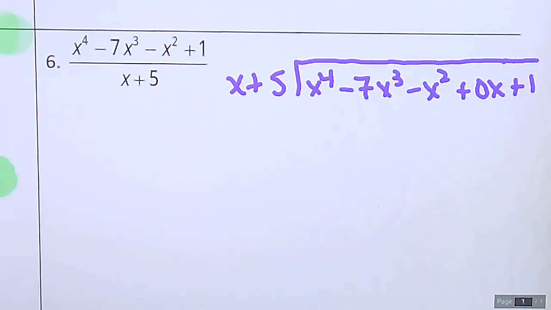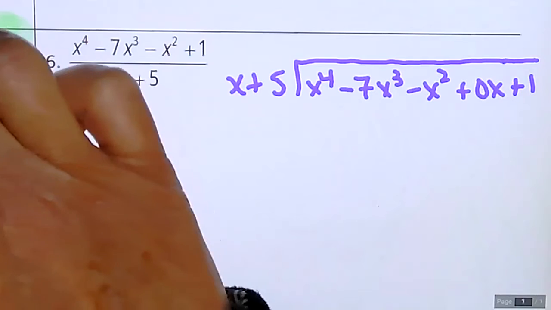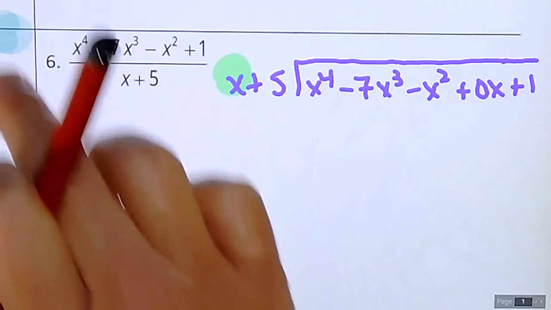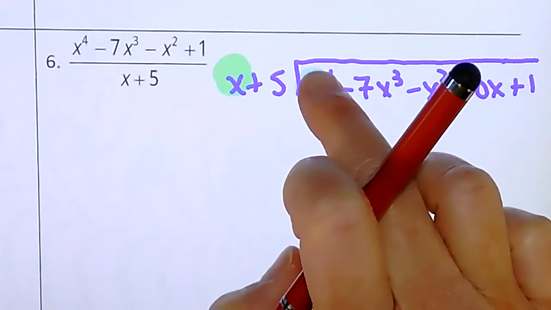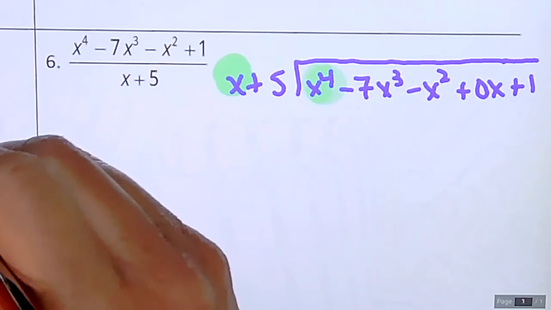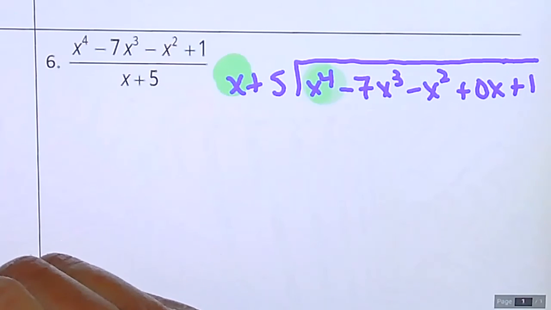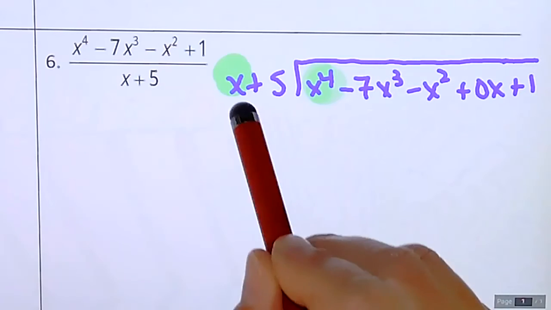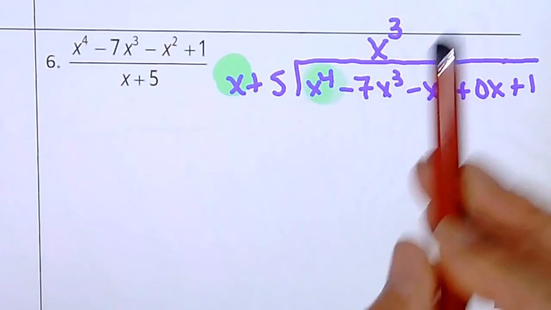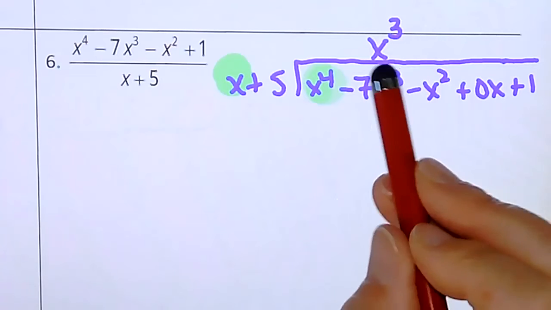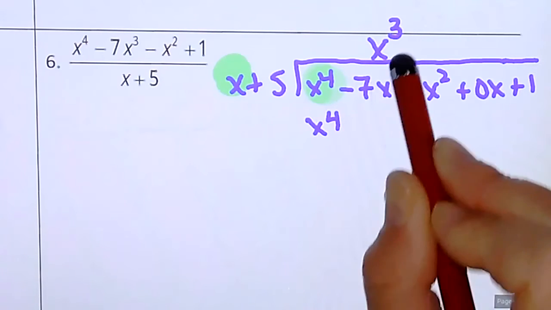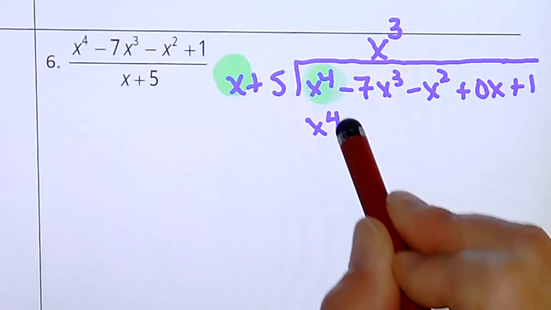Okay. And so I am going to be focusing on x into x to the 4th. That's what I'm going to be focusing on. So x times what gets us x to the 4th? That is going to be x times x to the 3rd. So this is going to be an x to the 3rd. And then I'm going to multiply these together. So I'm going to have x to the 3rd times x is x to the 4th. X to the 3rd times 5 is a 5x to the 3rd.